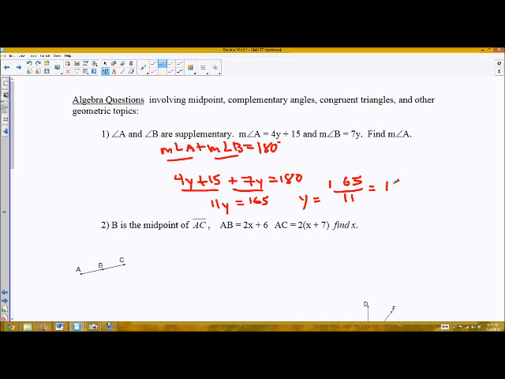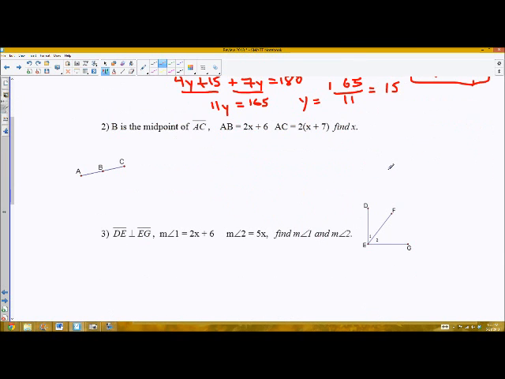which is 15. So now my question was not what is y, but what is the measure of angle A. So if I plug this 15 back in to the measure for angle A here, the measure of angle A will be equal to 4 times 15, which is 60, plus 15, which would be 75 degrees. And that's my final answer.